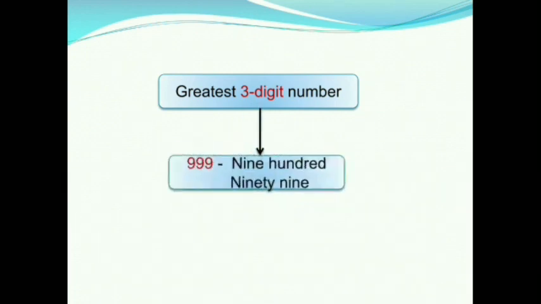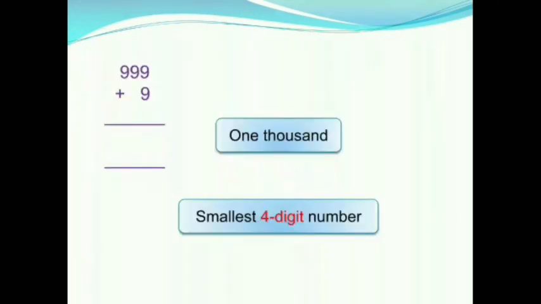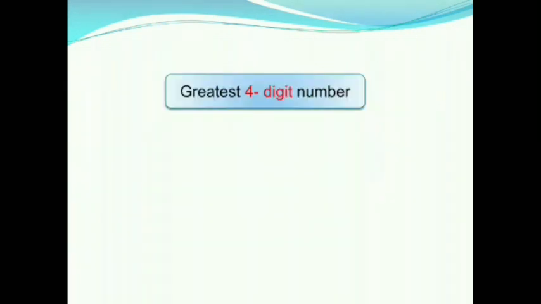Yes, it is 999. When we add 1 to the greatest three digit number, we get the smallest four digit number. 999 plus 1 equals 1000. 1000 is the smallest four digit number. Now we got the smallest four digit number. Now we will go to the greatest four digit number. Which is the greatest four digit number?